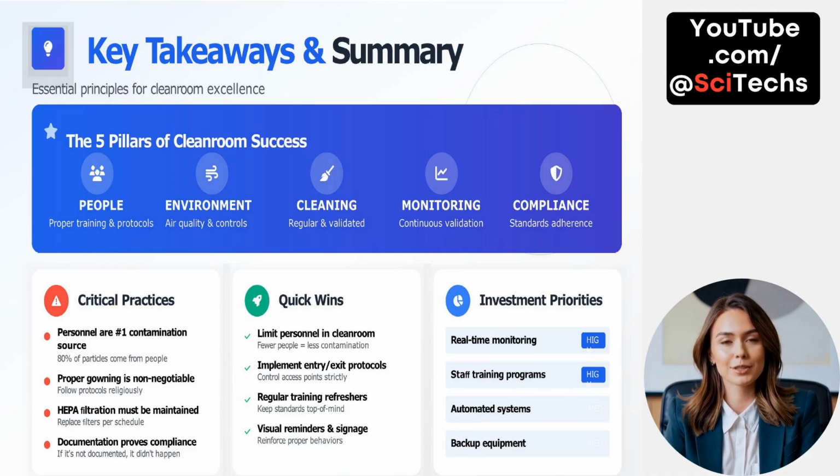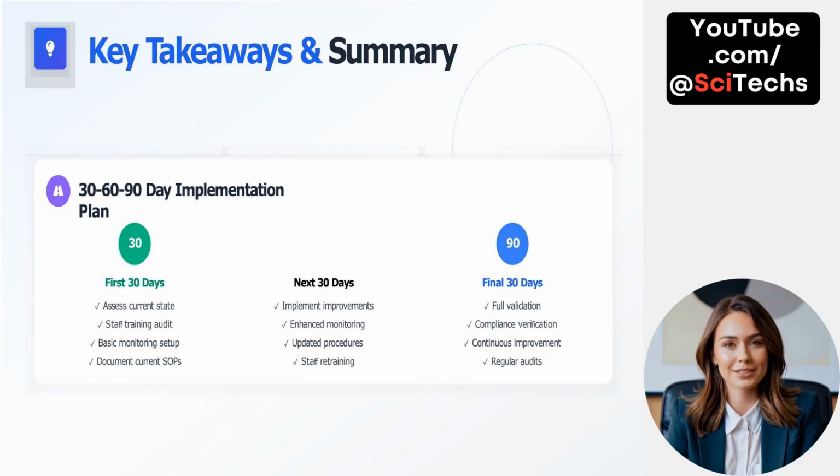Quick wins include limiting cleanroom personnel, enforcing entry and exit protocols, offering regular training refreshers, and using signage to reinforce behaviors. High-priority investments include real-time monitoring and training, while medium-level priorities include automation and backup systems. 30, 60, 90-day implementation plan.